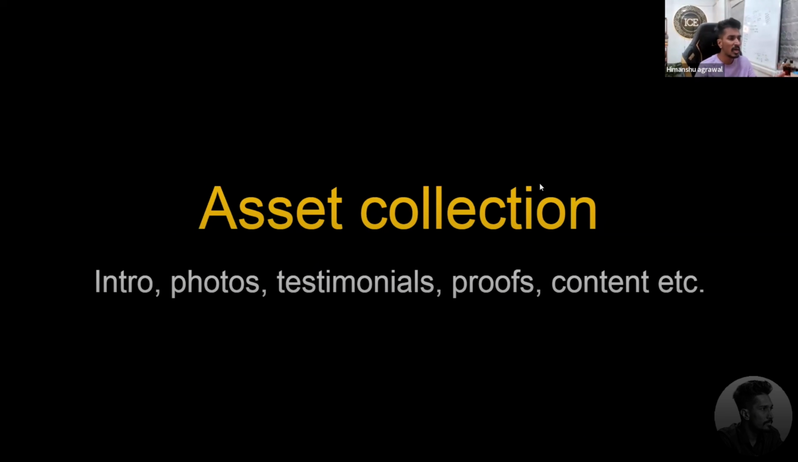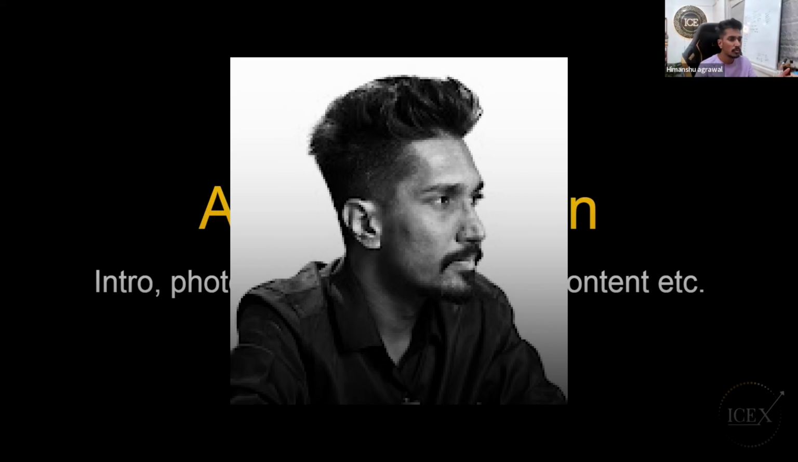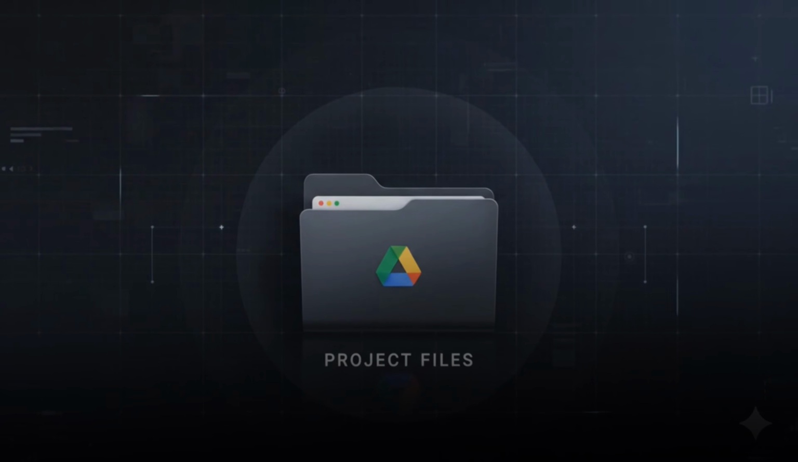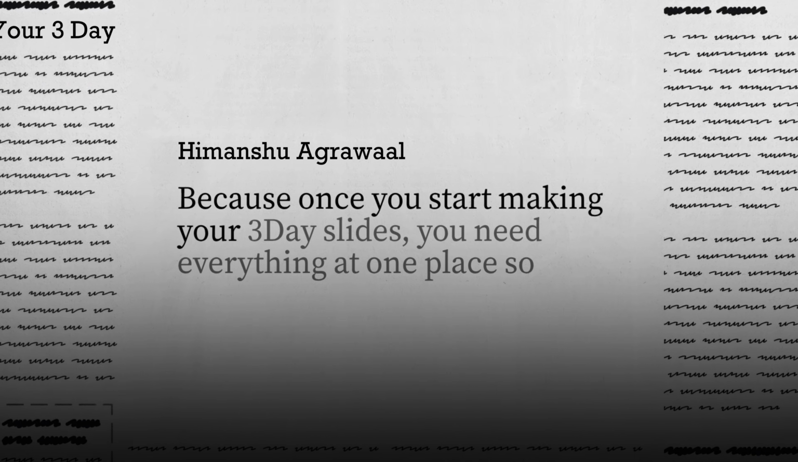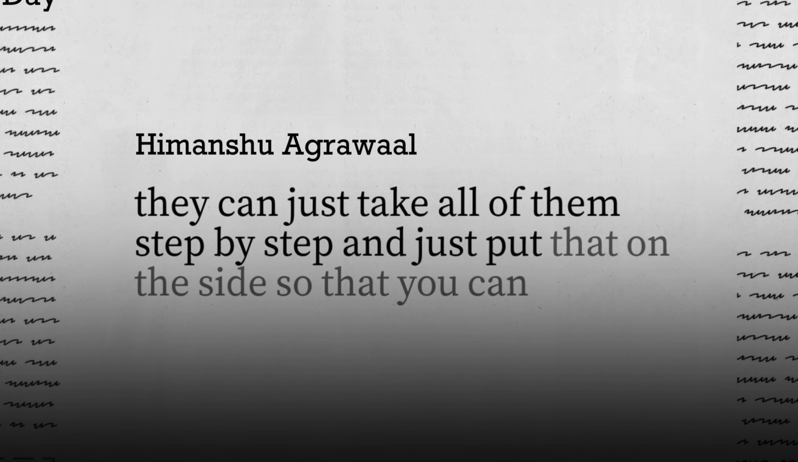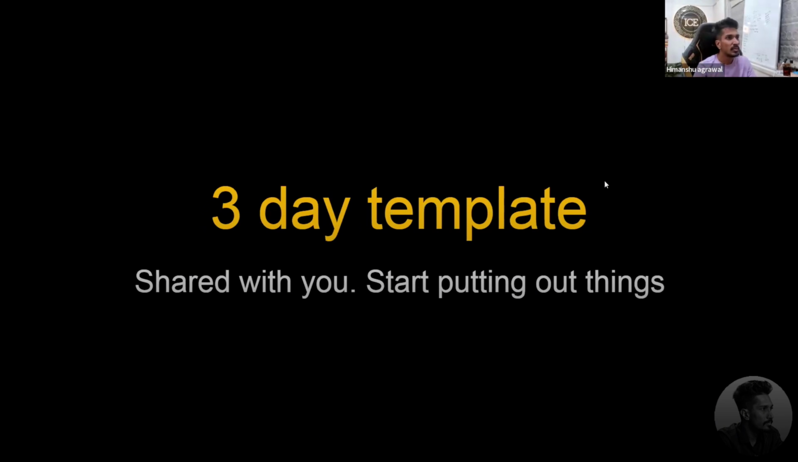Once that is done, you need to do your asset collection. You need your intro, you need photos, you need testimonials, you need proofs, you need content. All these things you need to collect in a Google Drive folder. Why? Because once you start making your 3-day slides, you need everything in one place, so you can just take all of them step by step and put them on the slides. Now once that is done, we come to the 3-day template.